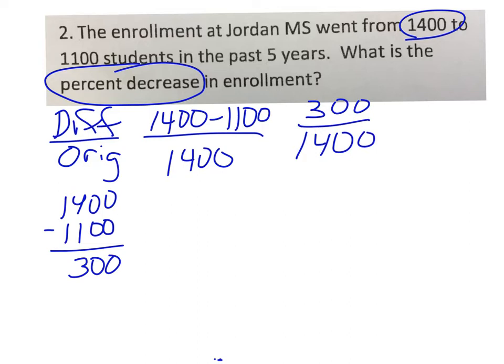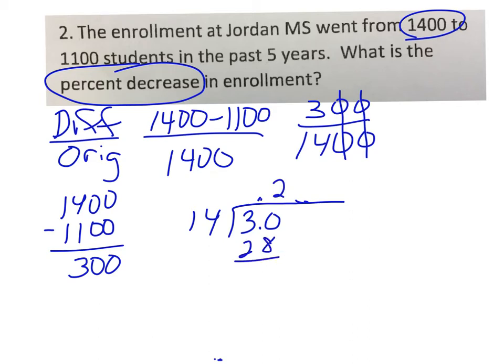Now let's go ahead and simplify that before we do dividing. Simplify means I could divide by 10 and then divide by 100. And all you get is 3/14. So let's do 3 divided by 14. So let's put our decimal in there. Add a 0. 14 goes in there 2 times and that's 28. Your remainder is 2. Add a 0. That's 1 time. Subtract and get a 6, add a 0.